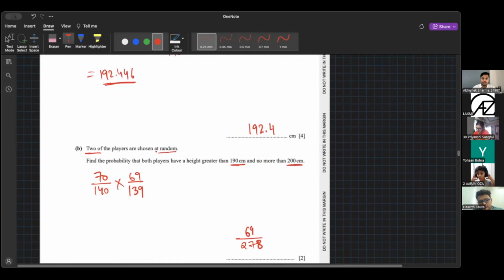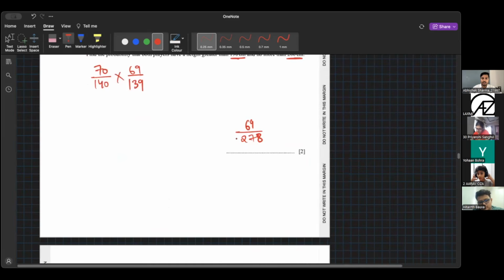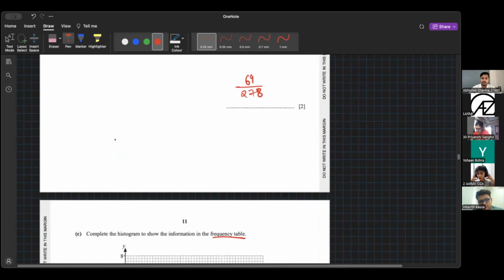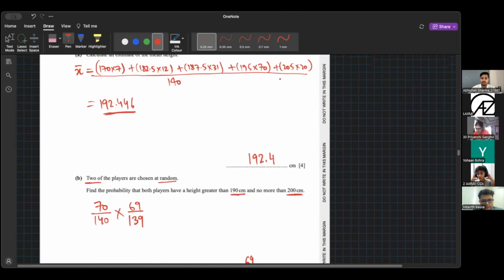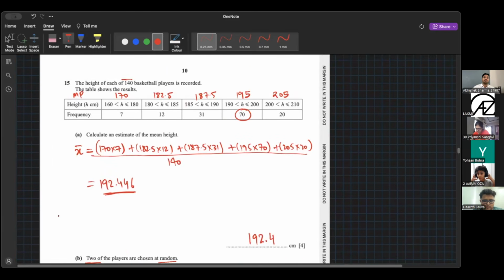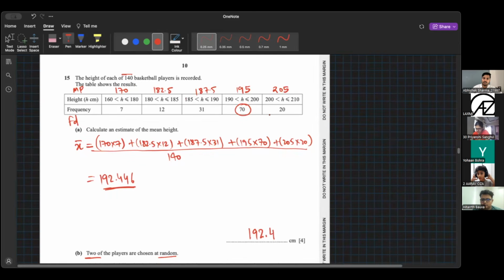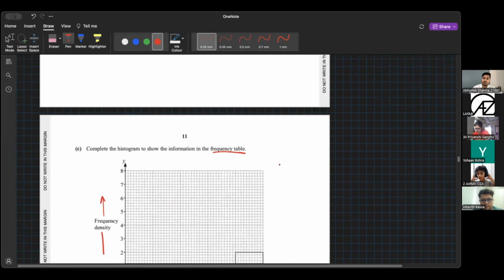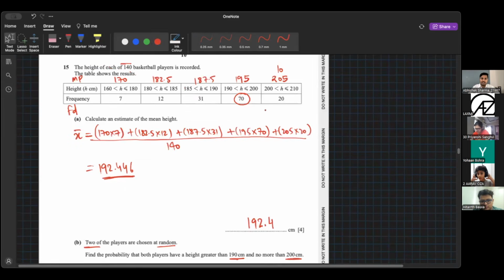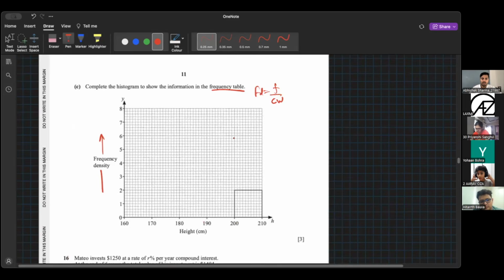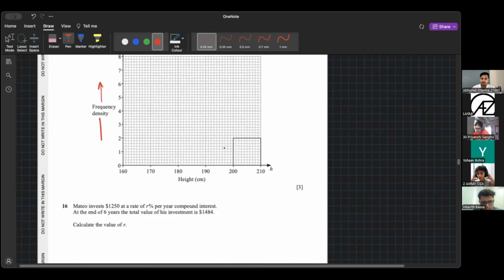Also check, this is 200 to 210. The last one is all class width. Let me write down the class width here. Class width is 10. So the frequency density formula is frequency upon class width, right? So first check the last one that is sketched here. Frequency is 20 divided by 10. Frequency density is going to be 2. Is it 2 here? Yes, it's 2.